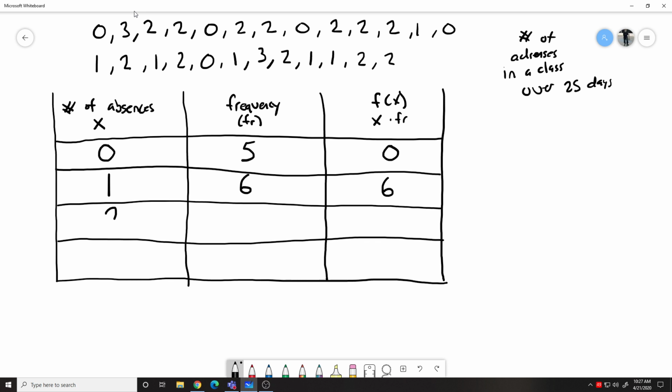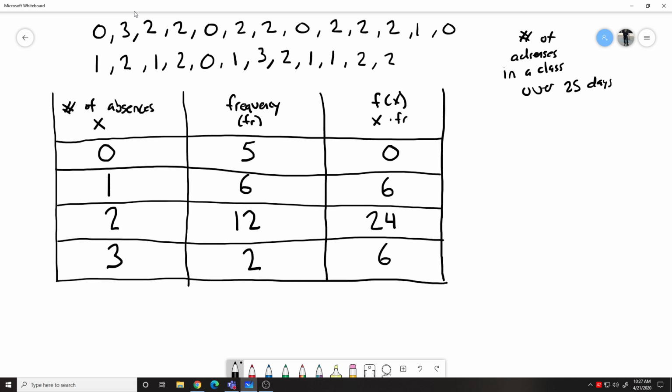What about 2? How many times were 2 people missing? 1, 2, 3, 4, 5, 6, 7, 8, 9, 10, 11, 12. We had 12 times that 2 people were missing. And 2 times 12 is 24. Last number, 3. How many times were 3 people missing from class? Let's count them. 1, 2. That's it. There's only 2. So only 2 times were 3 people missing. And 3 times 2 is 6.